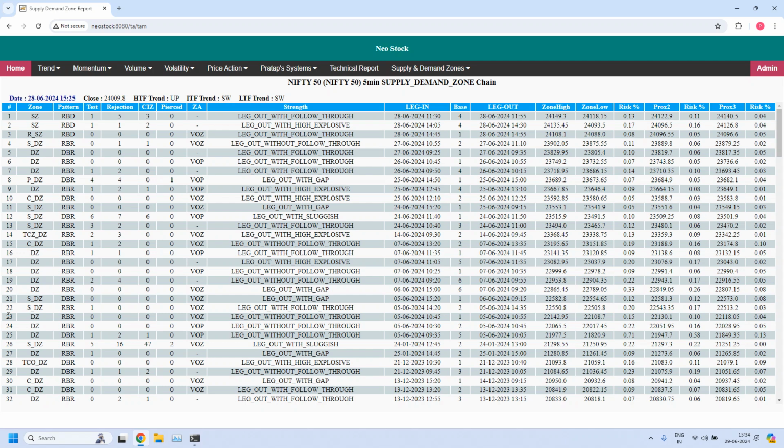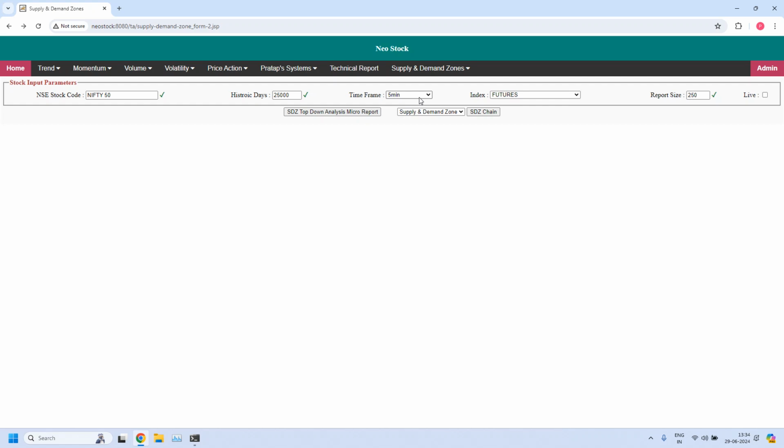So this is about the Nifty supply demand zone chain. Next we will generate Bank Nifty. So I am going back. So Nifty Bank is nothing but Bank Nifty. Let's start with monthly time frame. First let me generate the monthly report for Nifty Bank.